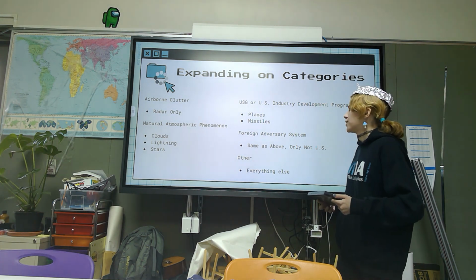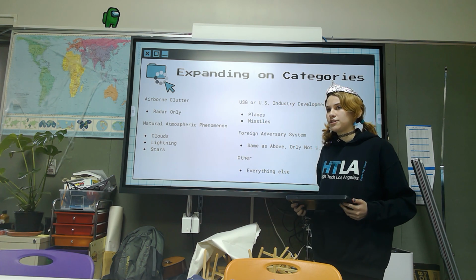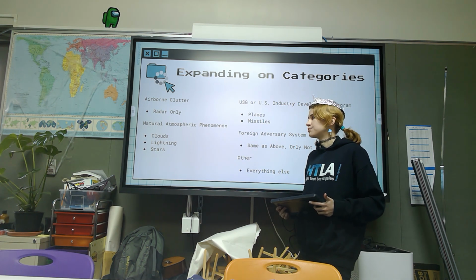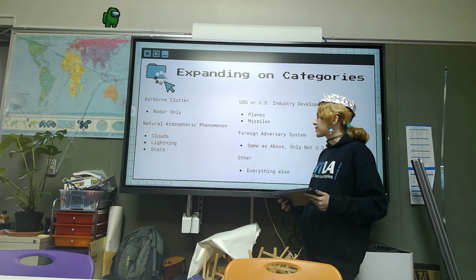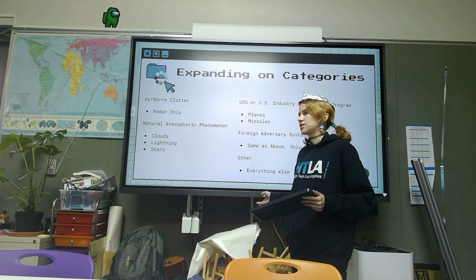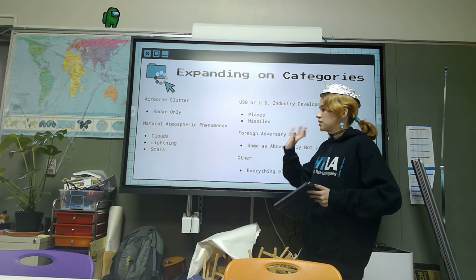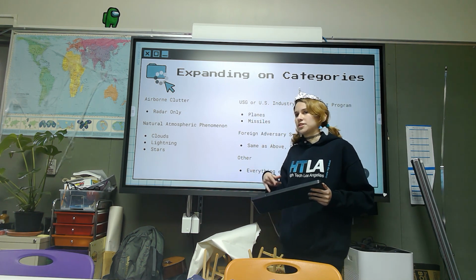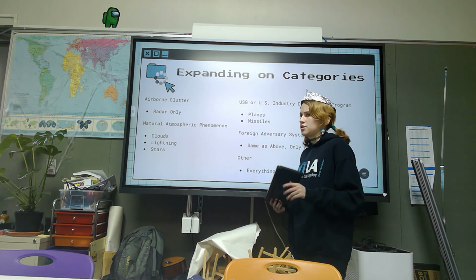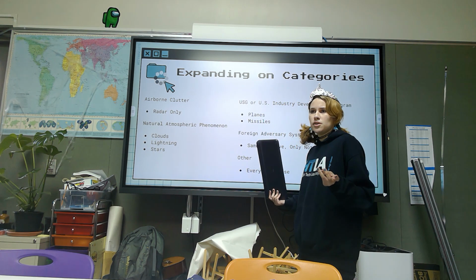So, as stated before, airborne clutter is radar only. Unless you are carrying a radar on you, chances are if you see something in the sky, it's not going to be airborne clutter. Then there's natural atmospheric phenomena. If you notice things like clouds, lightning, or stars, and there's not a sound to it, typically you can look up on a website, whether it's a star mapping website or the Weather Channel, and see whether these strange objects in the sky actually fit what you're seeing.